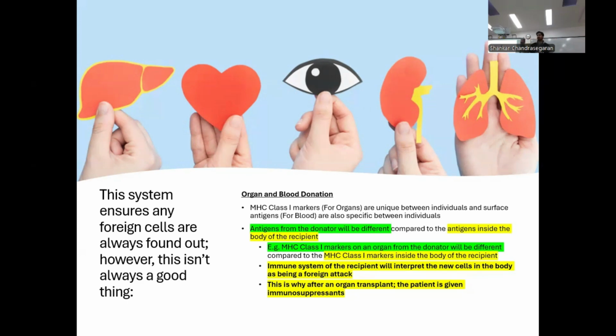This is why, if you do not carefully make sure that the antigens are compatible, your body can literally destroy the organ that you were just given to save your life. This is also why people who've recently gotten an organ transplant take immunosuppressants, because they need to make sure that their immune system is not fighting the new organ. Any questions about this?